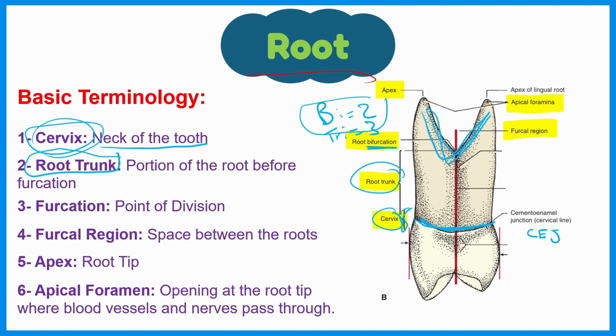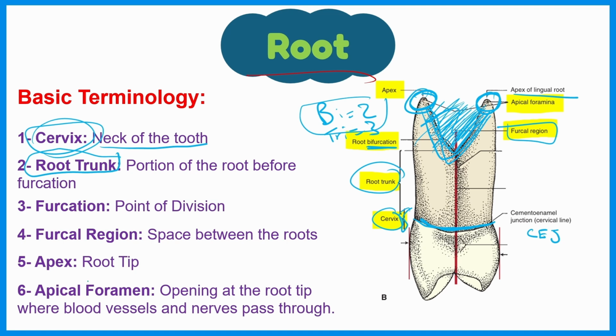Now the space between these roots is called the furcation region. It's also called the interradicular region, but furcation region is the more simplified version. The space between the roots, just marked over there, is called the furcation region. The apex is the root tip right over there. That's an apex. That's the apex of the lingual root. That's the apex of the buccal root.